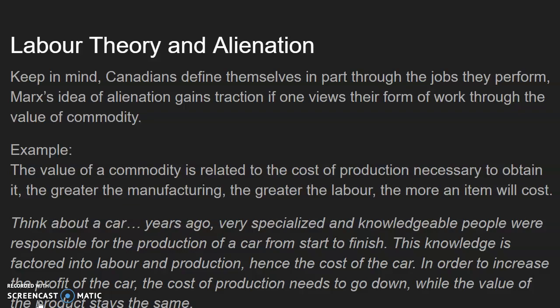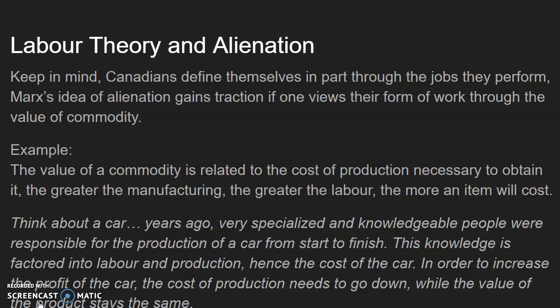So let's take this into another form, if we want to break it down in terms of the way that Marx viewed labor theory and alienation, also understanding that the owning class and the working class are still very pertinent here. So let's take this from the example of a car. Years ago, very specialized and knowledgeable people were responsible for the production of a car from start to finish. So one person or a small group of people would design and produce a single car, and then that same group or another group of highly specialized people would design and produce another car. This knowledge is factored into labor and production. Hence, we get the cost of the car.